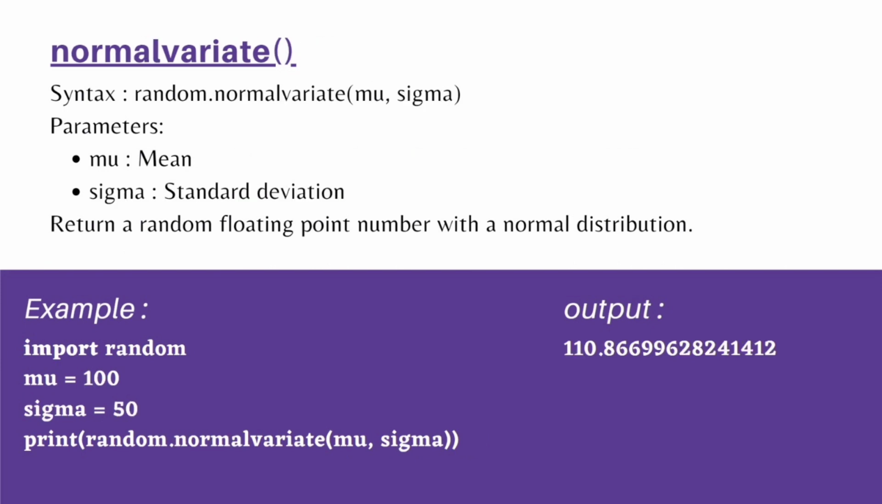Next is normalvariate. Syntax is random.normalvariate(mu, sigma). Parameters are mu equals mean, sigma equals standard deviation. Returns a random floating point number with a normal distribution.